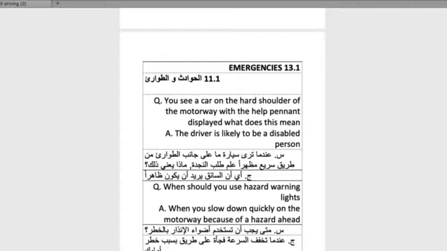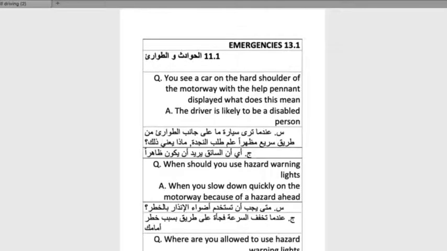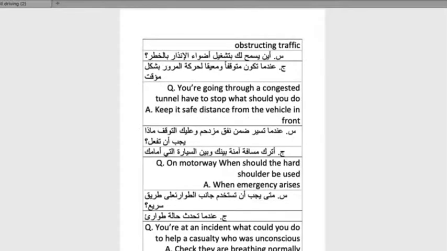Where are you allowed to use hazard warning lights? When stopped and temporarily obstructing traffic.